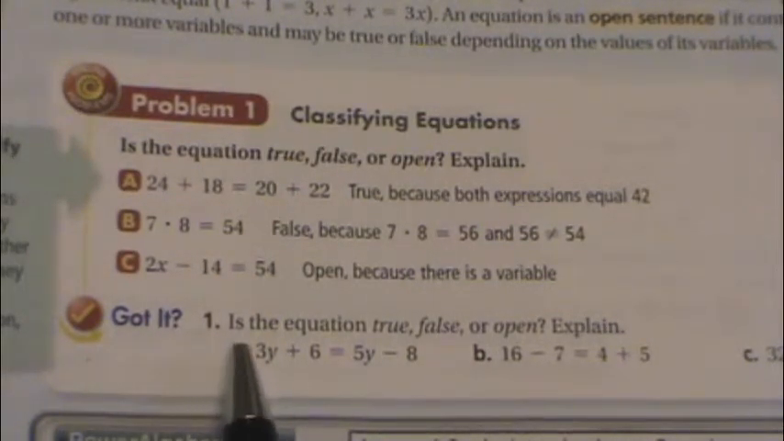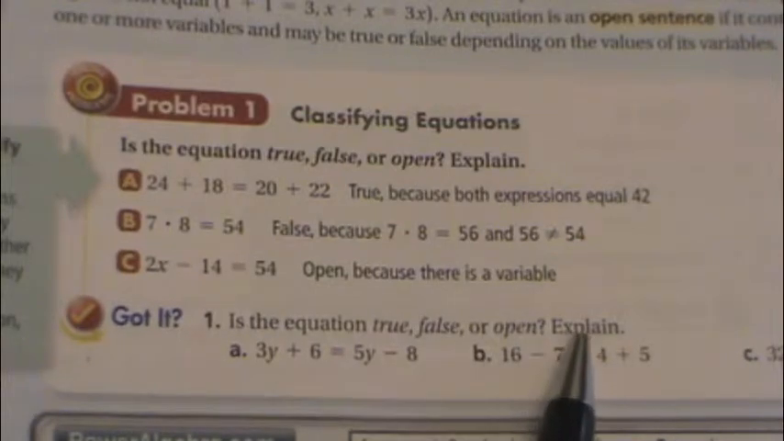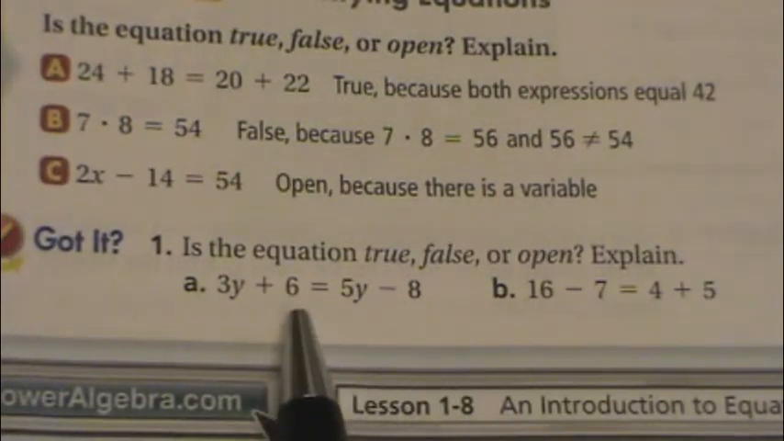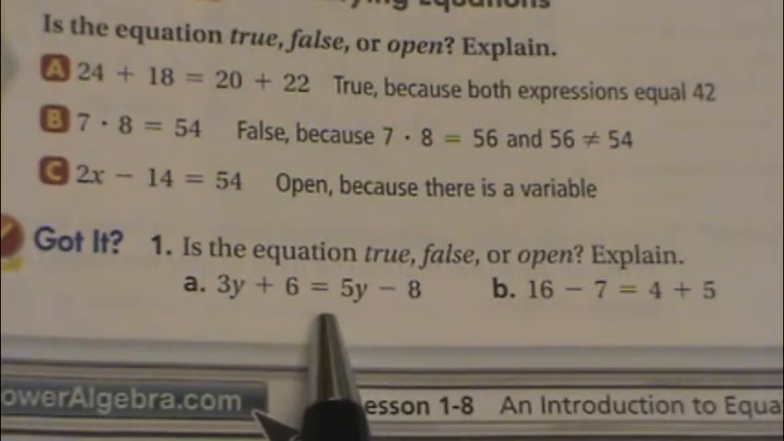Got it? Number 1. Is the equation true, false, or open? Don't write it down, just pay attention. 3y plus 6 equals 5y minus 8. This is open. Why? Because it has variables in it. Might be true, might be false, depends on what value we put in for y.